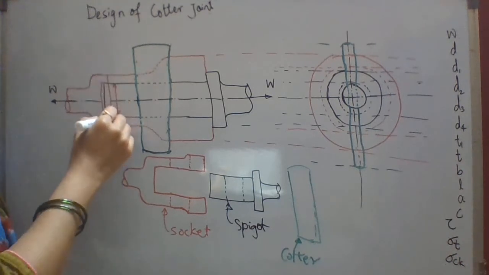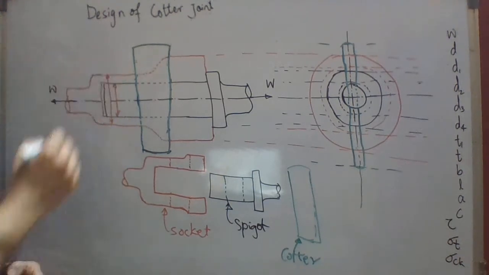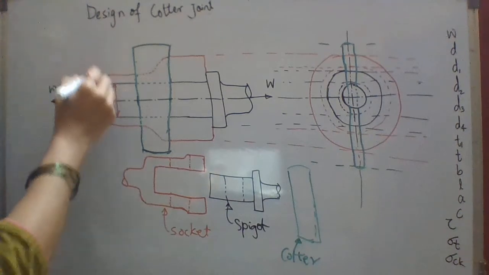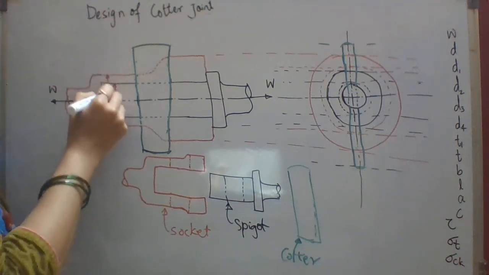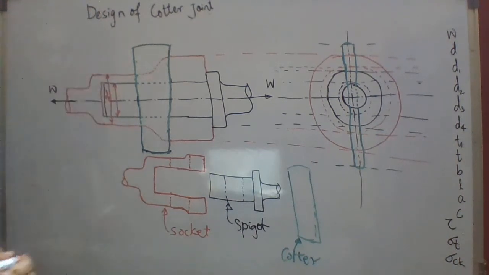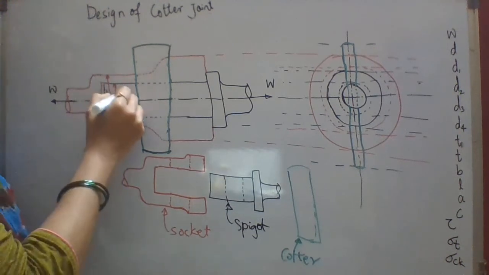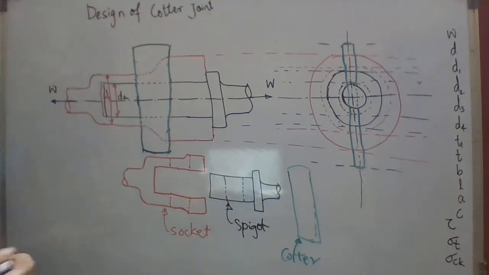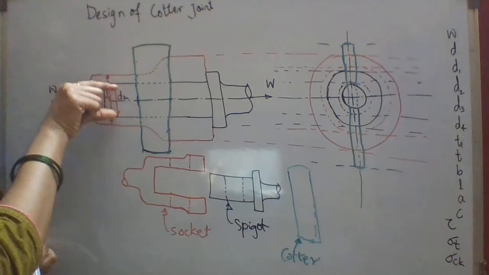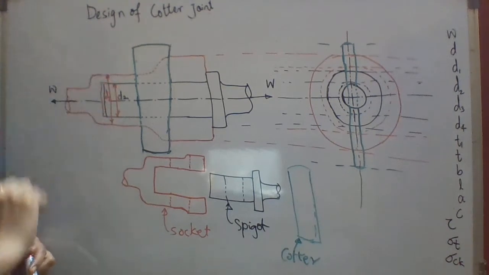D1 is the outer diameter of the socket, and D2 is the inner diameter of the socket. So this is D1 and this is D2. Okay, D1 and D2 are clear: D1 is the outer diameter of the socket and D2 is the inner diameter of the socket.